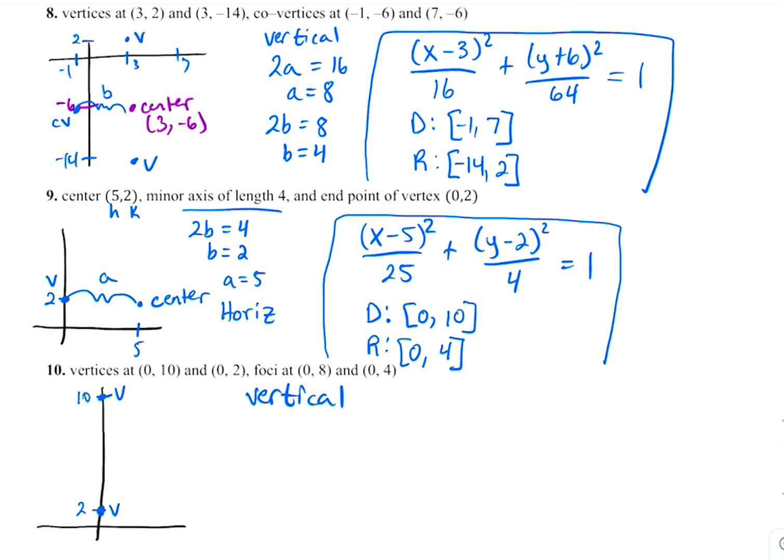And then I can find the center. So first let me find my A. So remember 2A is the distance between the two vertices. So if I'm counting from 2 to 10, that will be 8, which means that A is 4. So I'm going to pick one vertex and count 4 towards the other. And that will give me my center. So if I'm starting at 2 and I count 4 more, that will be 6. So the center will be at 0, 6, which is my H and K.